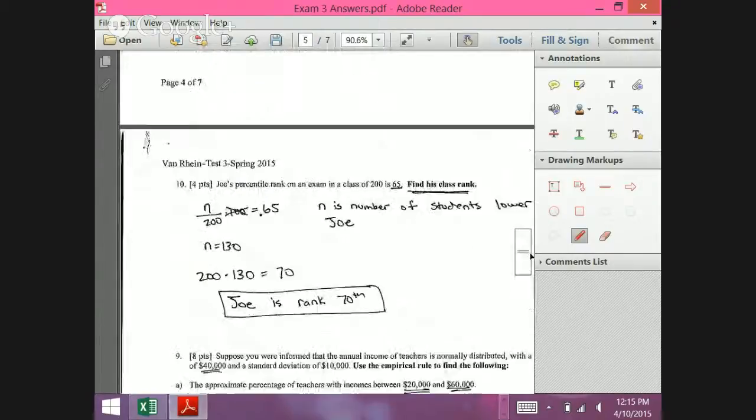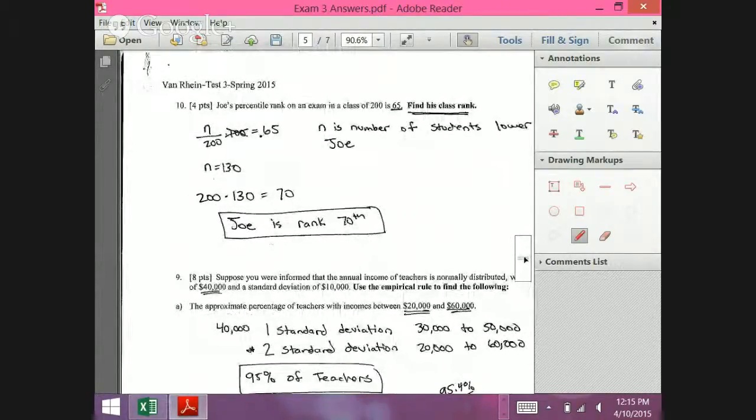The last page, number 10, I tried to stress this in class: finding the rank and finding the percentile rank. I told you the percentile rank was 65. So you had to find N, and N is the number of people below Joe. A lot of people found N as 130 and said that was his rank, but that's the number of people below him. So his rank is 200 minus 130, which is 70. He is the 70th person in the class, with 130 people below him, and his percentile rank is 65, which should have been a little check. If you said his class rank was 130, you would know he would be below a 50% percentile rank.